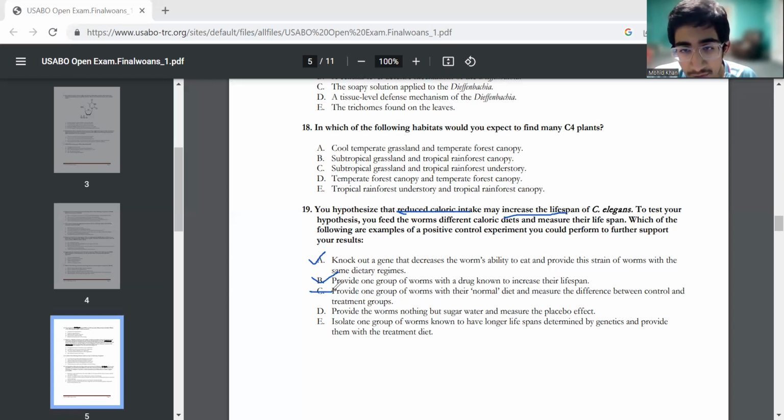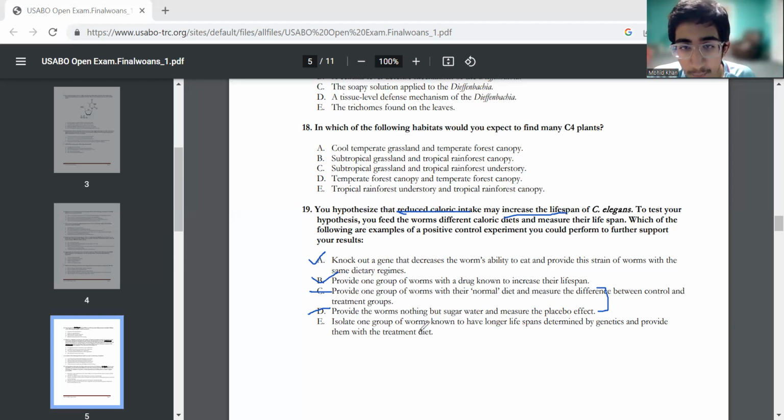Provide the worms nothing but sugar water and measure the placebo effect. I don't think you need to measure the placebo effect when you're looking at a positive control experiment. You're just reaffirming those results. So sorry, D doesn't seem correct either, because we're not looking at that placebo effect. These two, C and D, would be more reasonable if we were originally testing our hypothesis, not doing a positive control experiment. So this would be one of the first few experiments that we do along with our original experiment.